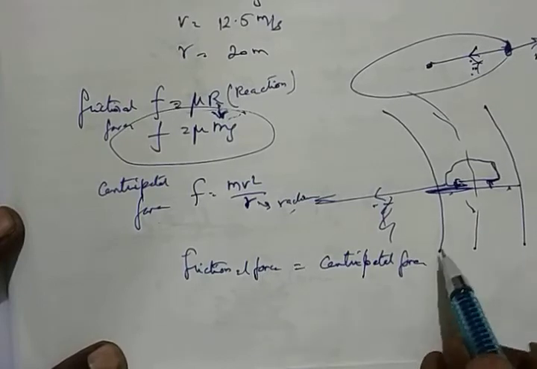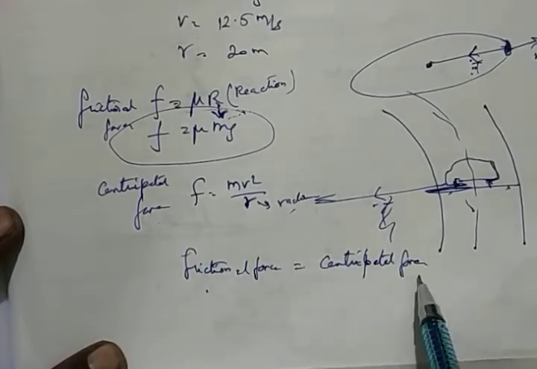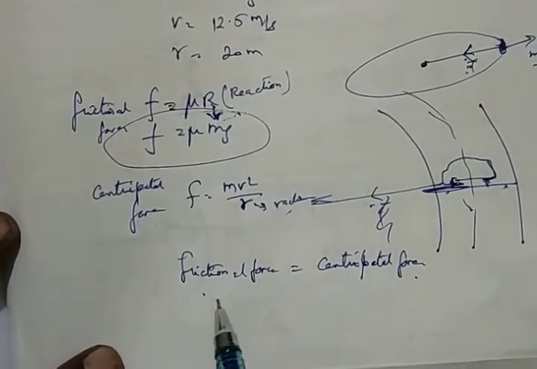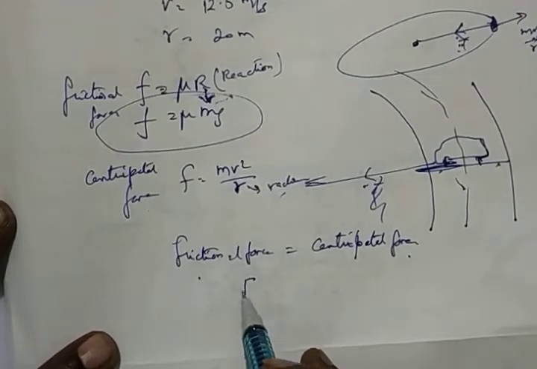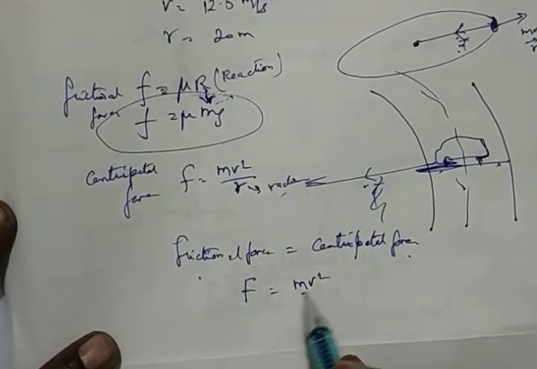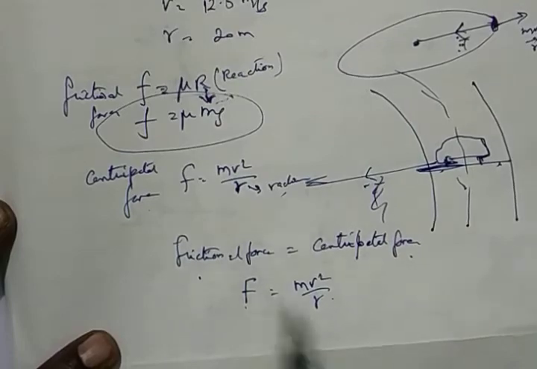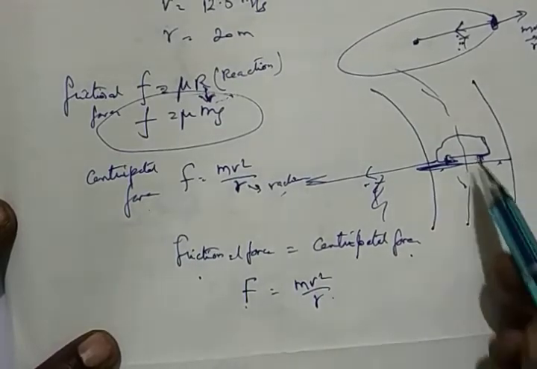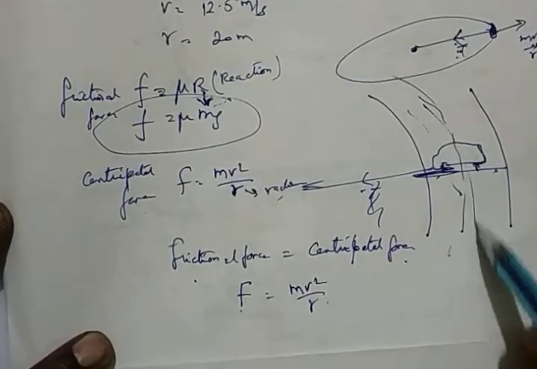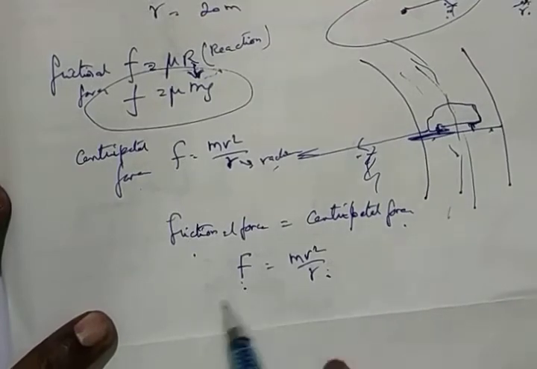So remember that frictional force should be equal to centripetal force. So the first question is, what is the frictional force? It is just F equal to mv squared by r. You find this out, you will get the frictional force. To stay on the track, it should be equal.